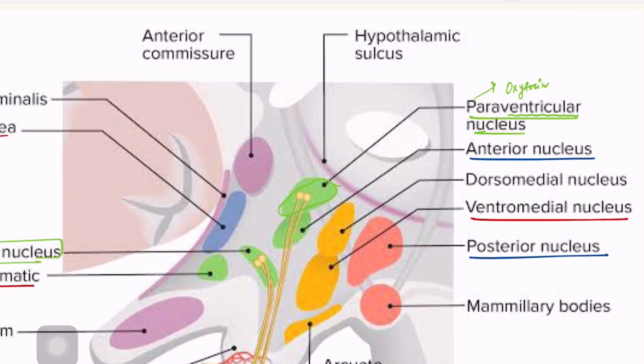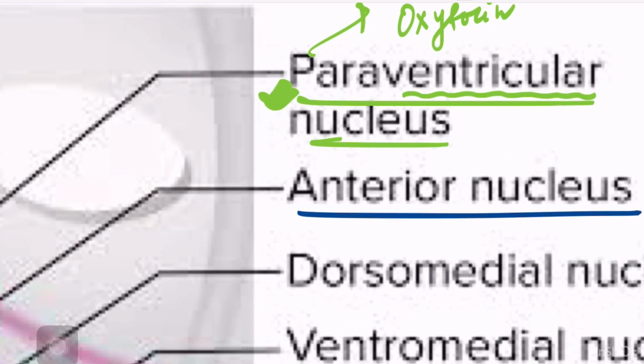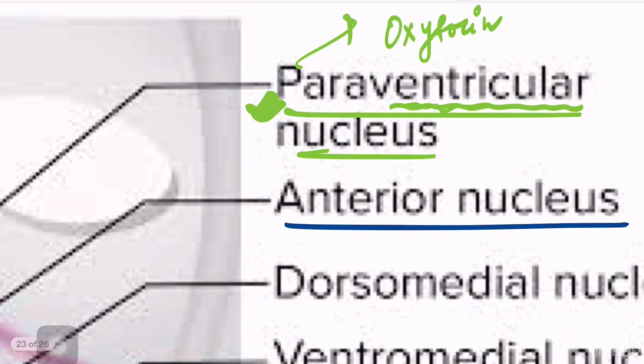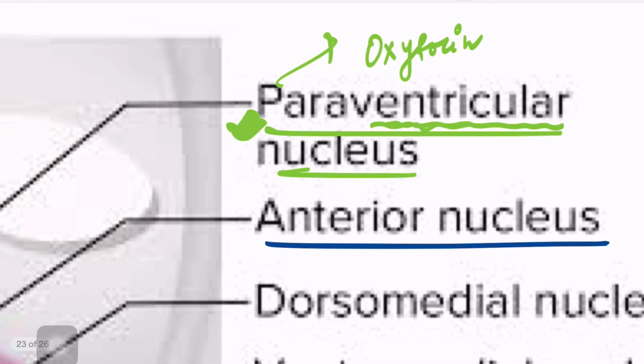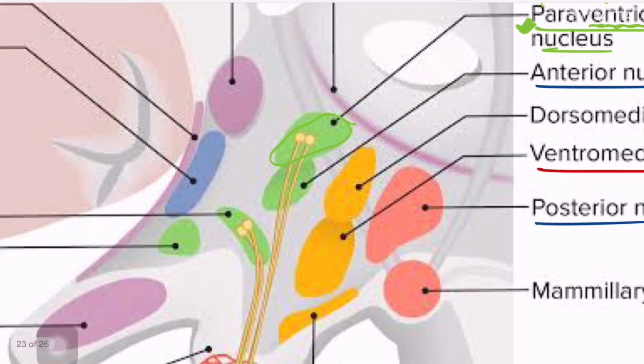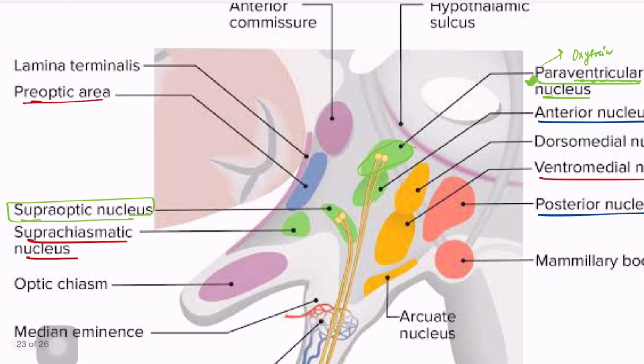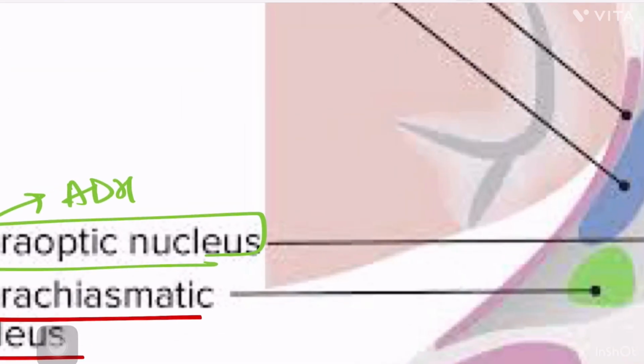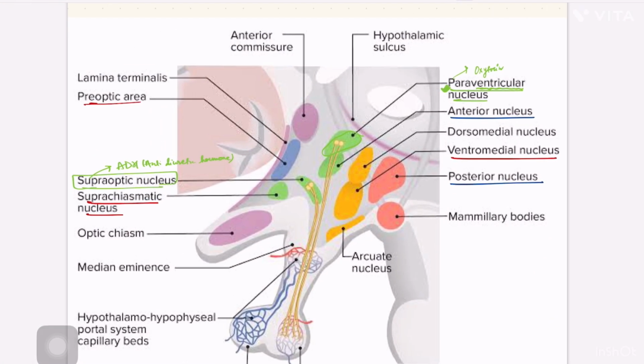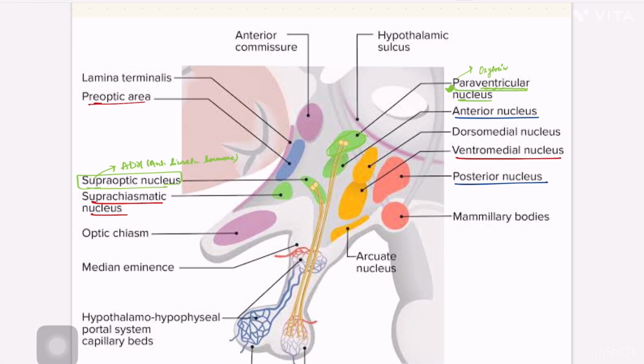Now the first nucleus is your paraventricular nucleus that secretes oxytocin. Now how to remember? See, paraventricular, ventricular related to movement or spasm and stuff. So oxytocin, which causes the uterine movements. Then the supraoptic nucleus secretes ADH, which is basically antidiuretic hormone. Right? Okay, then next comes your posterior and anterior nucleus.